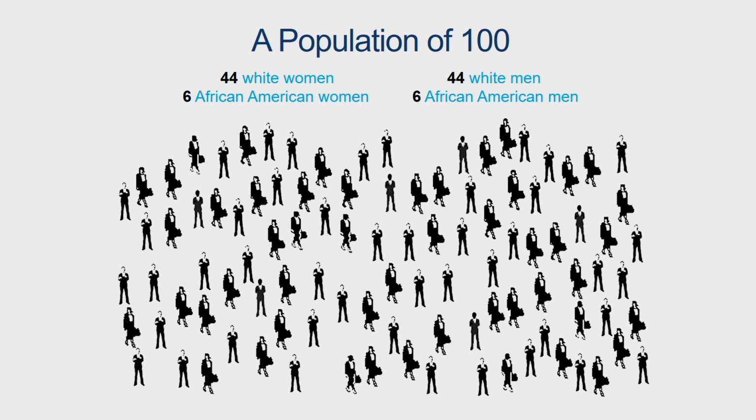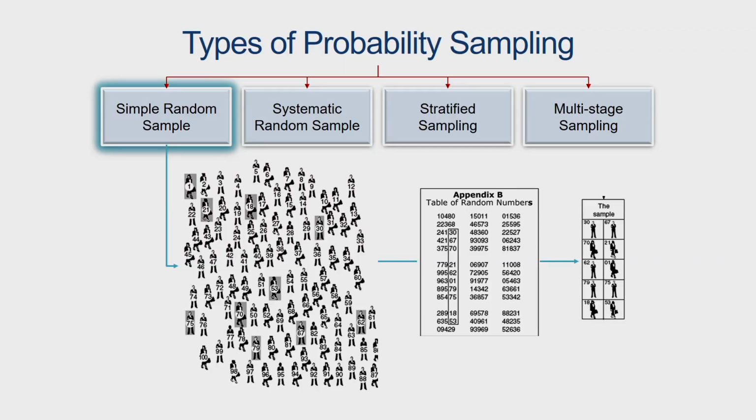So, depending upon the researcher's questions, it is very important to come to a conclusion with regard to what sample frame we are finalizing, and from that sample frame to draw a sample. These are the different types of probability sampling that are usually used. First is a simple random sample, then systematic random sample, stratified sampling and multi-stage sampling.